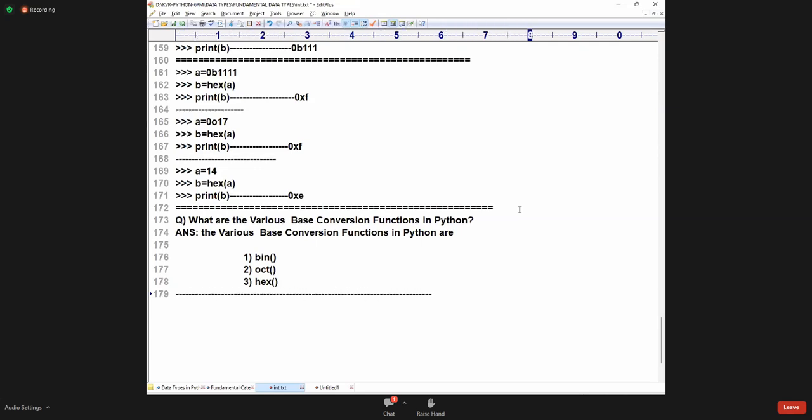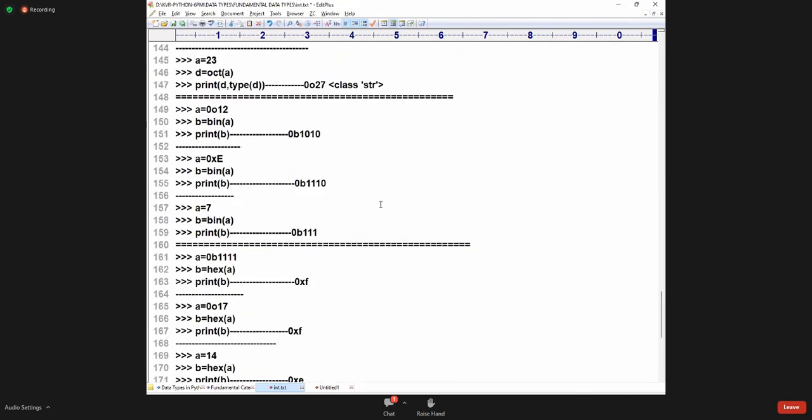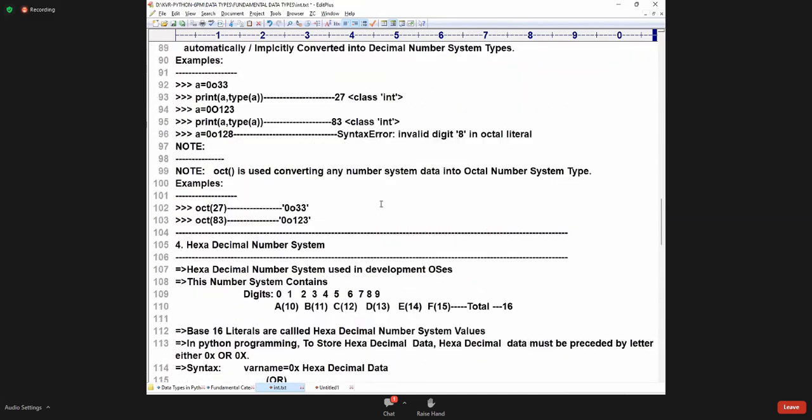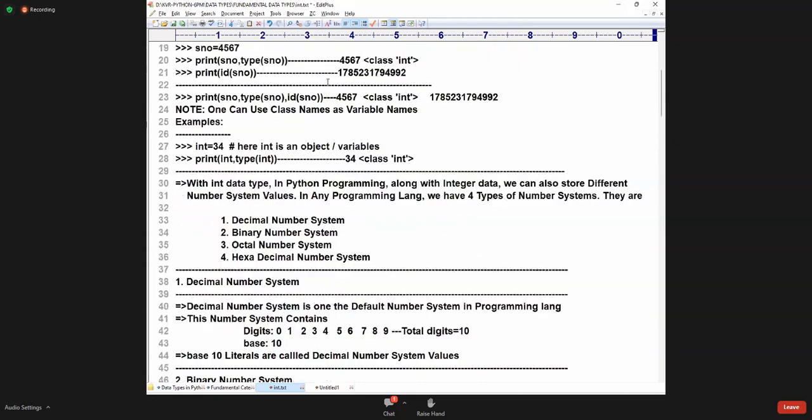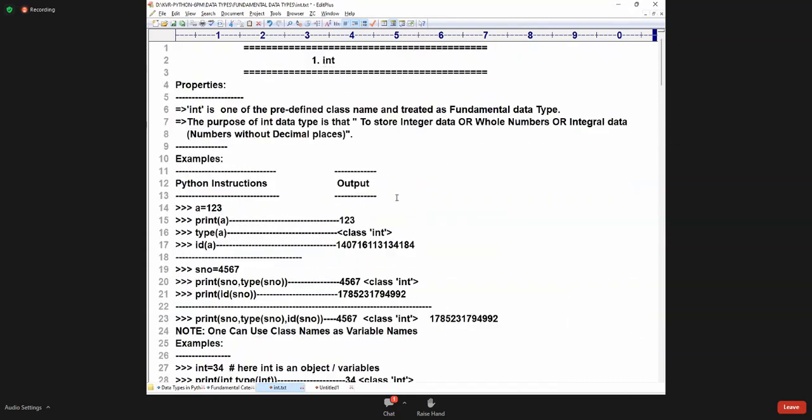Fine. This is my total conclusion about the int data type. So if any question comes in an interview, and you read my notes thoroughly, you will answer anything.